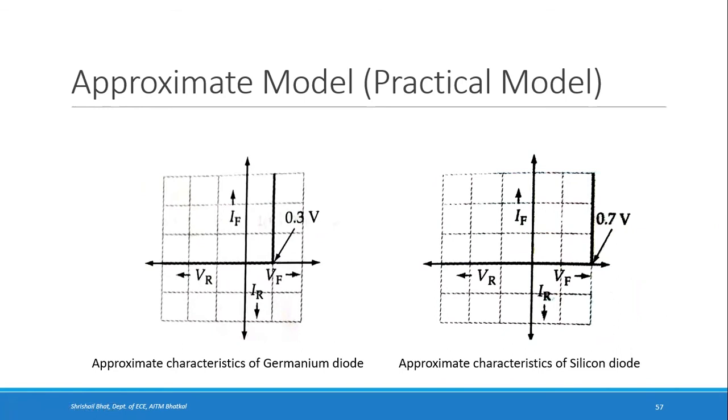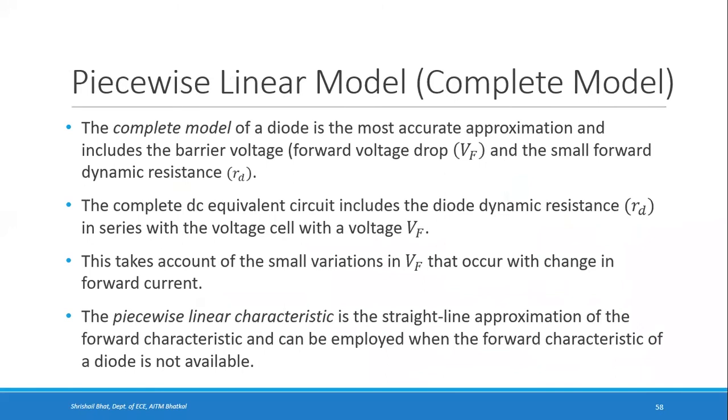Resistance is still neglected. The next model of the diode, that is actually the complete model, is also called the piecewise linear model of a diode. In this model, it is the most accurate approximation, and here we consider everything: the barrier voltage that appears across the diode as forward voltage drop, that is Vf, then a small forward dynamic resistance, that is Rd. So when we consider the equivalent circuit along with the voltage source Vf, we also consider the dynamic resistance to be in series with the voltage source. This will take into account the small variations in Vf that occur with change in the forward current, right?